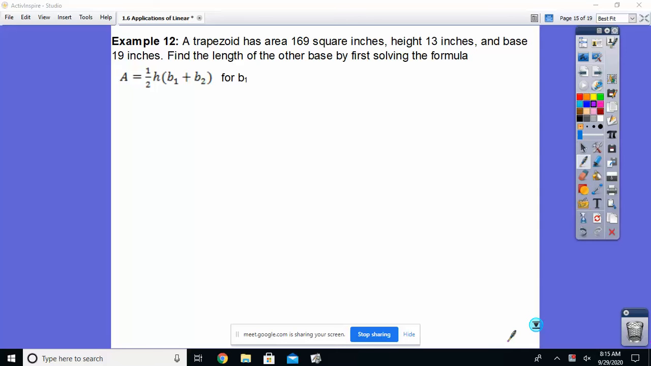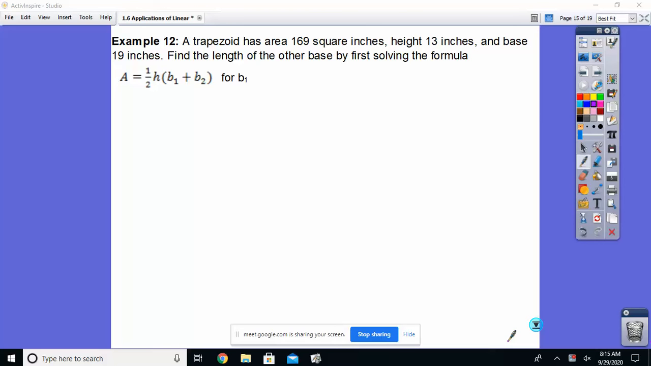A trapezoid has an area of 169 square inches, height 13 inches, and base 19 inches. Find the length of the other base by first solving this formula for b sub 1. We could certainly plug in all the numbers first and then solve, but the first thing it wants you to do is solve for b sub 1. It wants you to practice taking an equation and manipulating it to get a different variable by itself.